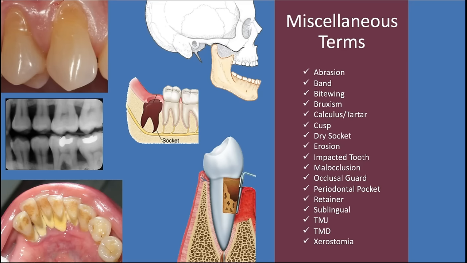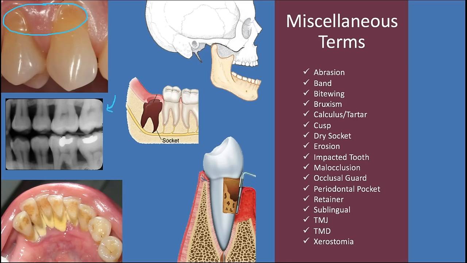First, we have abrasion. This refers to wear on a tooth, usually caused by brushing too hard or using a toothpaste that's too abrasive. This is what it can look like if you scrub back and forth too hard with your toothbrush. A band refers to a metal ring placed around a tooth with cement as part of orthodontic treatment. A bite wing is an x-ray of the crowns of the upper and lower molars and premolars. It's the most common x-ray taken at a routine exam.